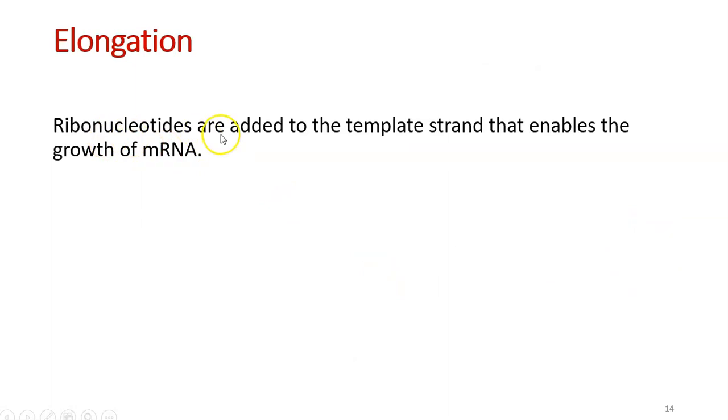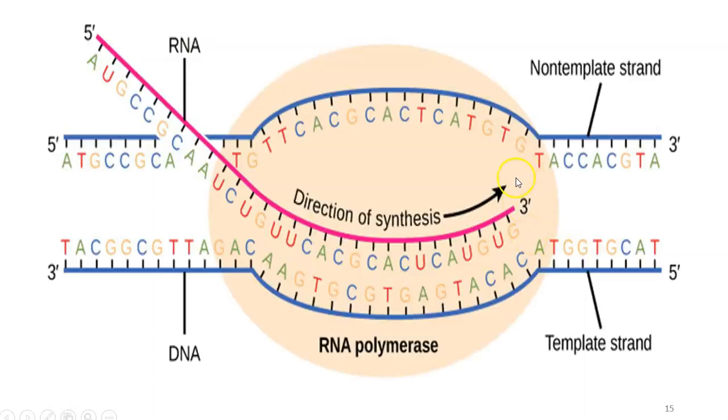Ribonucleotides, so adenine, uracil, guanine, cytosine, etc., will be added to the new mRNA according to the copy that is present in the parent template strand. According to the template strand, ribonucleotides will be added to the new mRNA. So you can see that. This unwound area is the transcription bubble. Now you can see that complementary to A, U is added, again A, U, G, C, T, A.